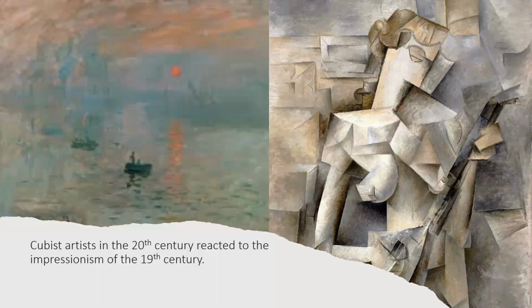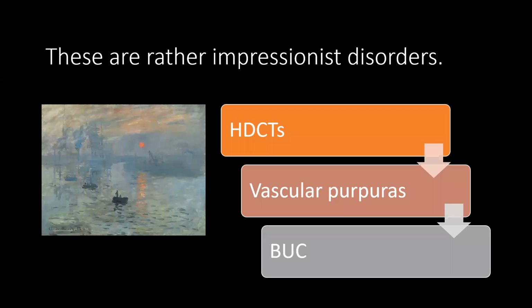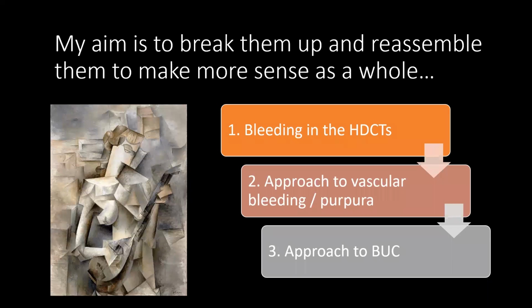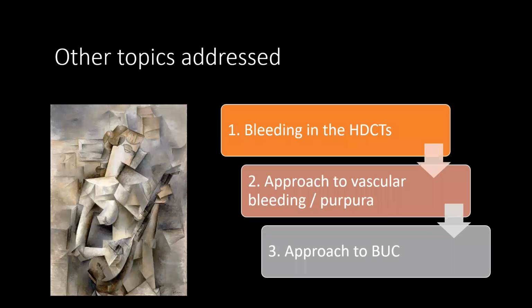At the start of the 20th century, a new postmodern art movement known as Cubism sought to deconstruct complex images into small geometric shapes so that objects could be studied from multiple angles and viewpoints. In essence, the Cubist artists reacted to the Impressionism of the 19th century. Now, you will agree with me that these are all rather impressionist disorders, the heritable disorders of connective tissues, vascular bleeding, bleeding of unknown cause. But my aim is to break them up and to reassemble them so that they will make more sense as a whole.